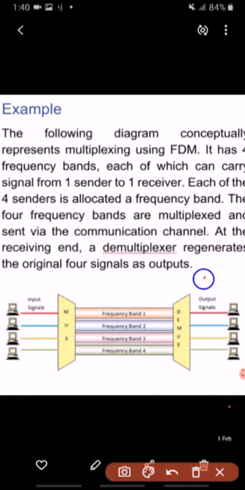be transmitted simultaneously. At the receiving end, the individual signals are extracted from the combined signal by the process of demultiplexing.